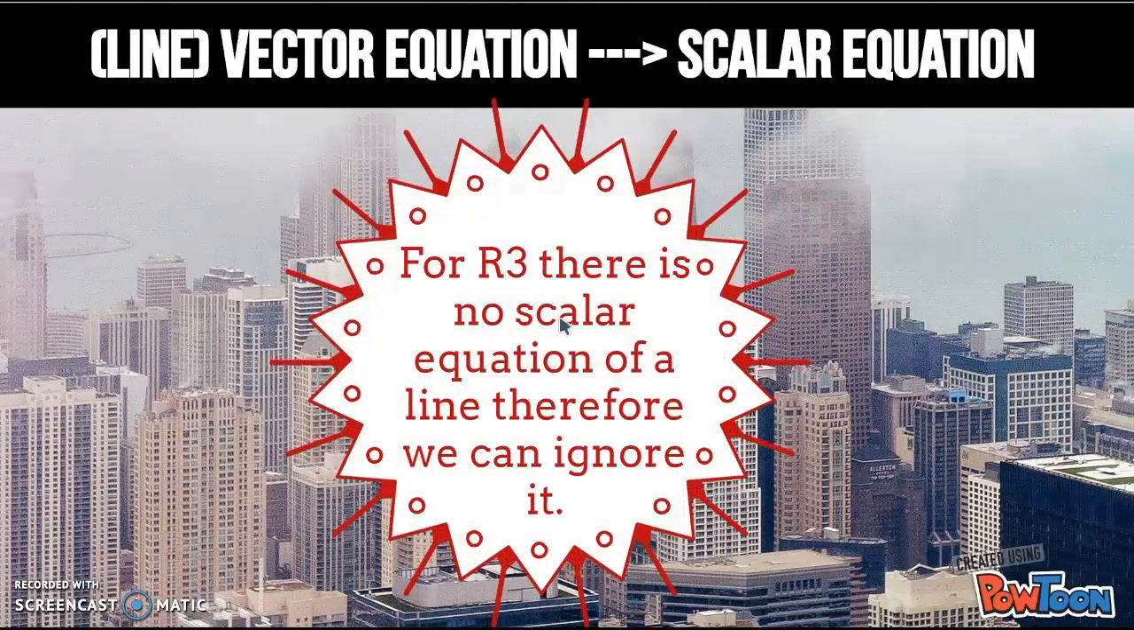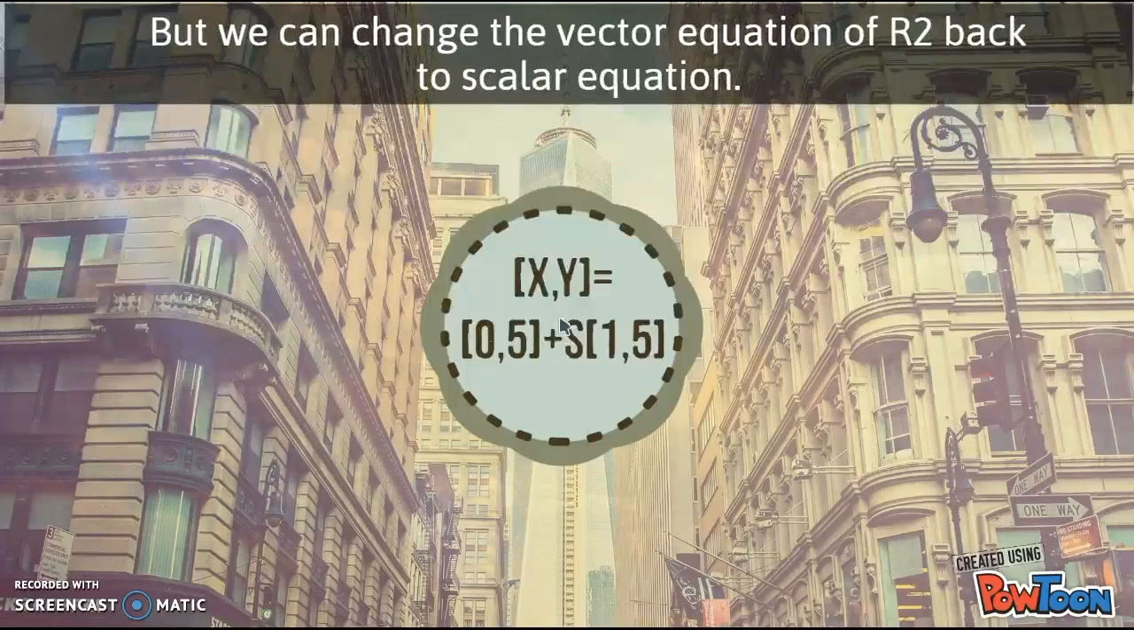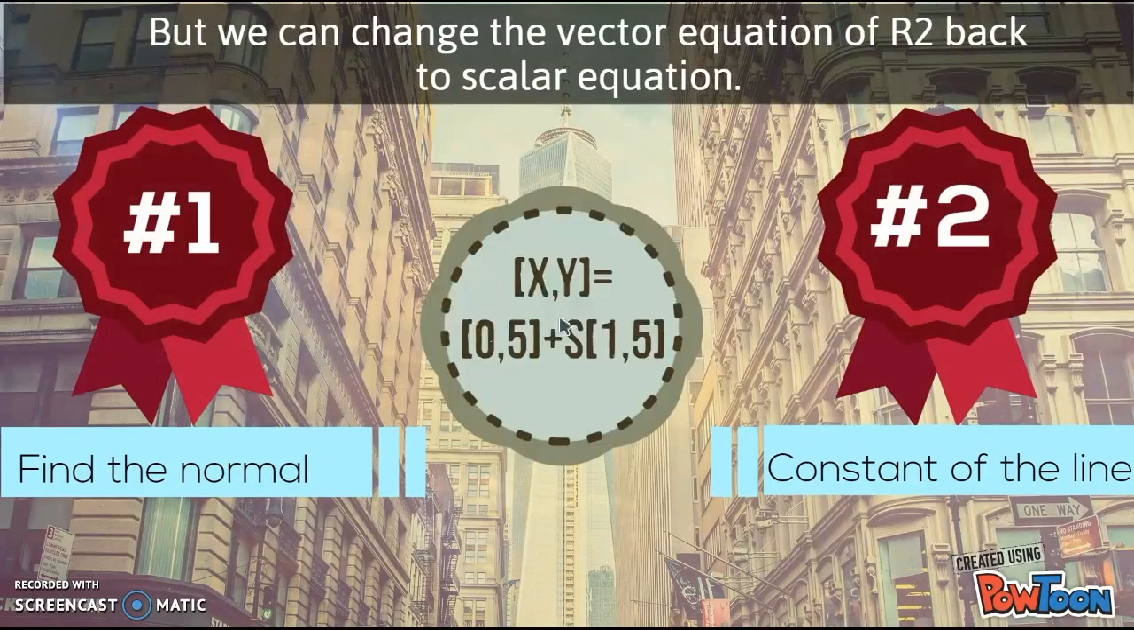And remember, for R3, there is no scalar equation of a line, therefore we can ignore it. But we can change the vector equation of R2 back to a scalar equation. In order to change the vector equation of R2 into a scalar equation, what we need to do is to find the normal and the constant of the line.